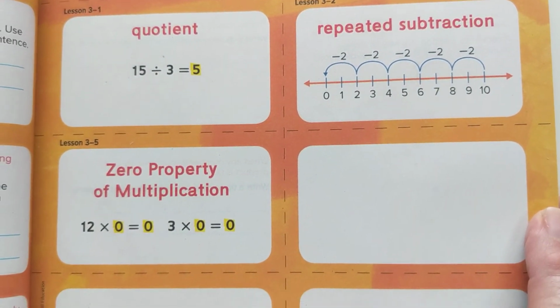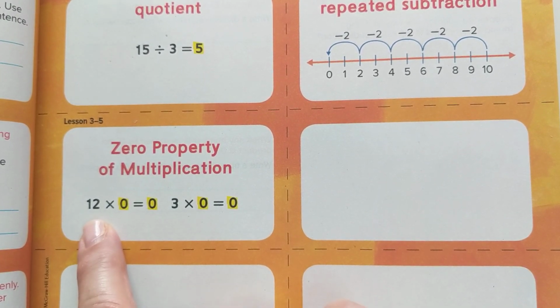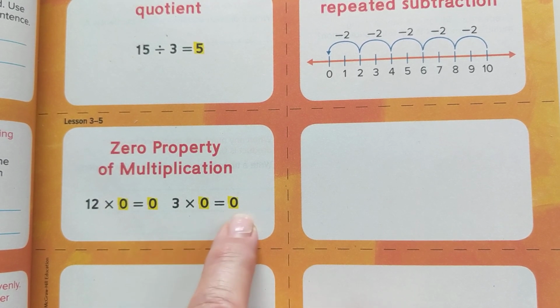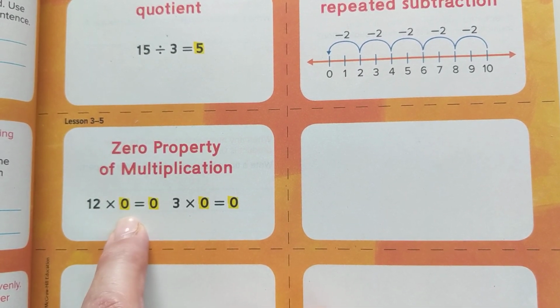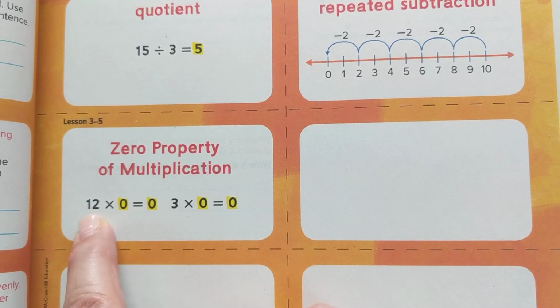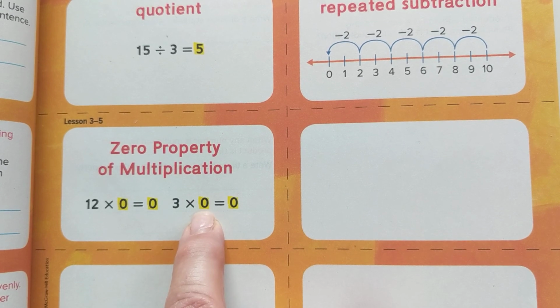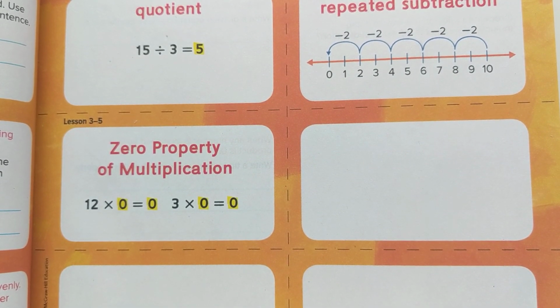And one more vocabulary word is the zero property of multiplication. This is very important to remember. 12 times 0 is 0. 3 times 0 is 0. And you need to think of it: if I'm counting to 12 0 times, then I'm going to get 0. Or if I'm counting to 0 12 times, I'm still going to get 0. If I count to 3 0 times, I'm getting 0. If I count to 0 3 times, I'm still getting 0. These are important vocabulary words for us to know for this chapter.